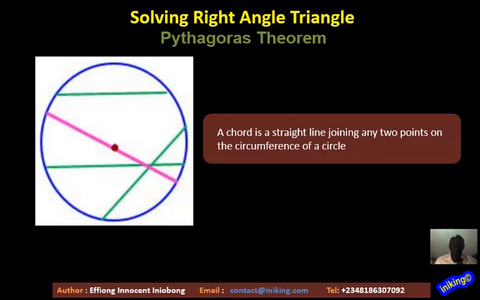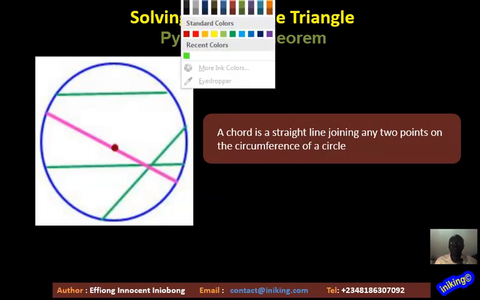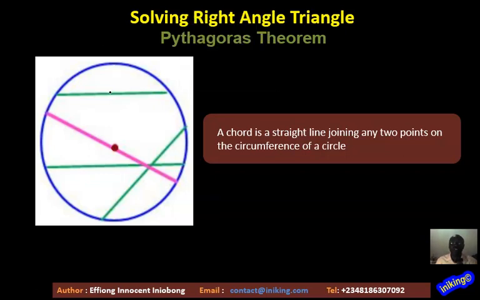So here we can see we have several chords, about 4 of them. This is a chord. It's joining 2 points on the circumference of the circle. Here again I have another chord. This is another chord. And likewise I have another chord there, joining 2 points on the circumference of a circle. So a chord is simply a straight line joining any 2 points on the circumference of a circle.